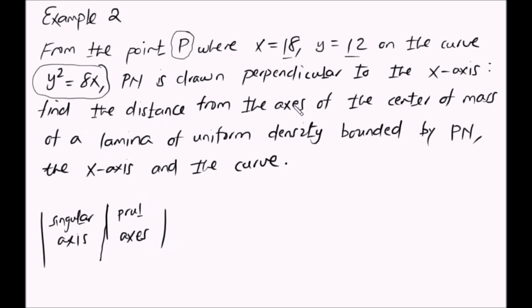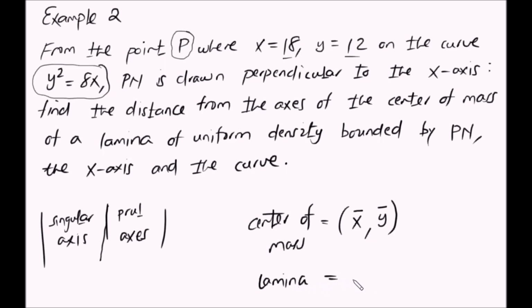So anasema find the distance from the axis of the center of mass. Center of mass yetu tutakayoitafuta sasa hivi itakuwa na coordinates mbili, x coordinate na y coordinate. So amesema find the distance from the axis, both the x axis and the y axis, of the center of mass of a lamina. Lamina manake nini? Lamina ni region. So this region has a uniform density. So density is constant.